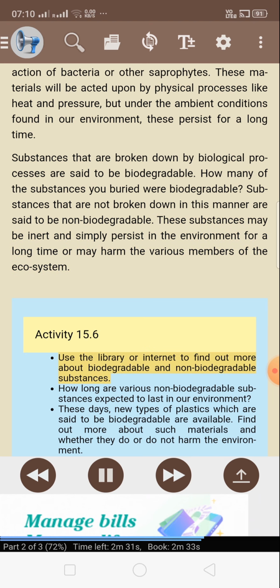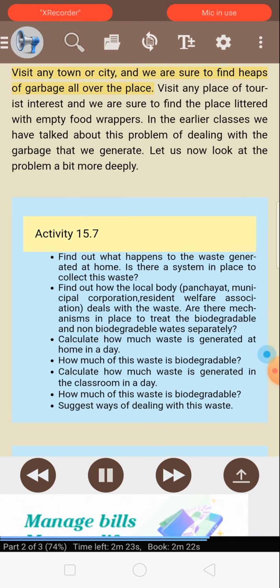Use the library or internet to find out more about biodegradable and non-biodegradable substances. How long are various non-biodegradable substances expected to last in our environment? These days, new types of plastics which are said to be biodegradable are available. Find out more about such materials and whether they do or do not harm the environment. Visit any town or city, and we are sure to find heaps of garbage all over the place. Visit any place of tourist interest, and we are sure to find the place littered with empty food wrappers.